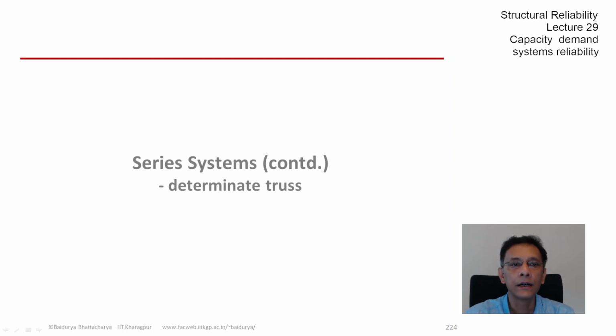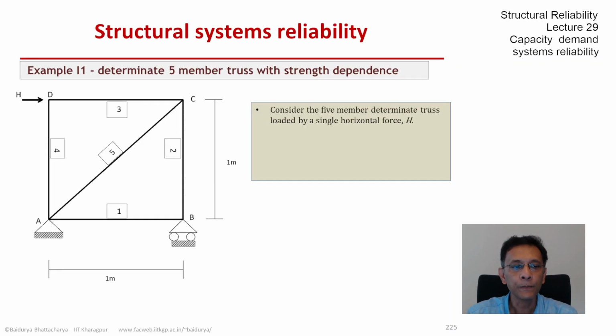Let us continue with that line of inquiry, but let us bring in more elements, higher than 2, and let us give the option of not every member being loaded by the same force at the same level. So a 2D determinate truss gives us just the right platform for that. So we look at a 5-member truss, a square truss with one diagonal, and we will consider a few cases.